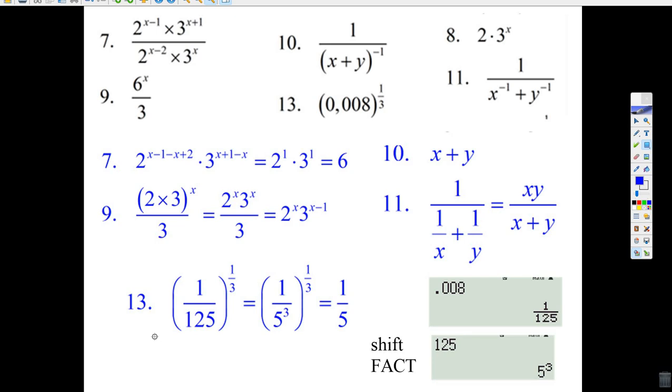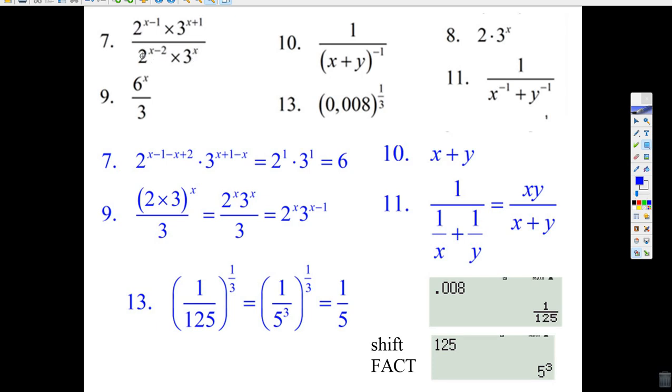Okay, now we're going to do questions 7 to, not to 12, to 13. We're a little out of order here, but let's just start. Here's question 7. Now you're dividing two things of the same base. Here's the 2's and here's the 3's.